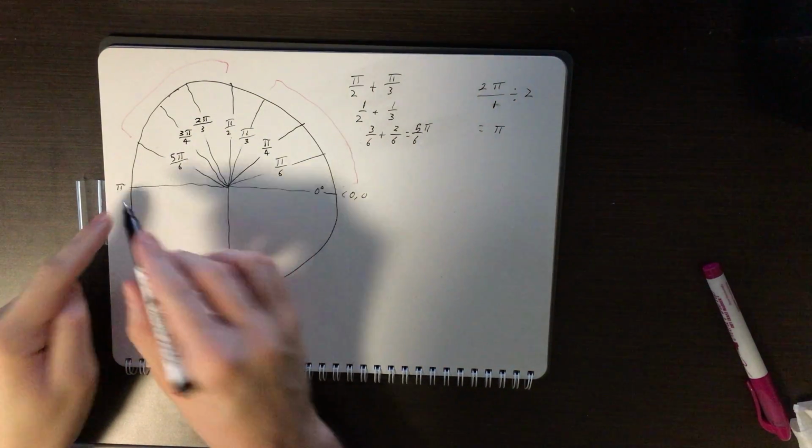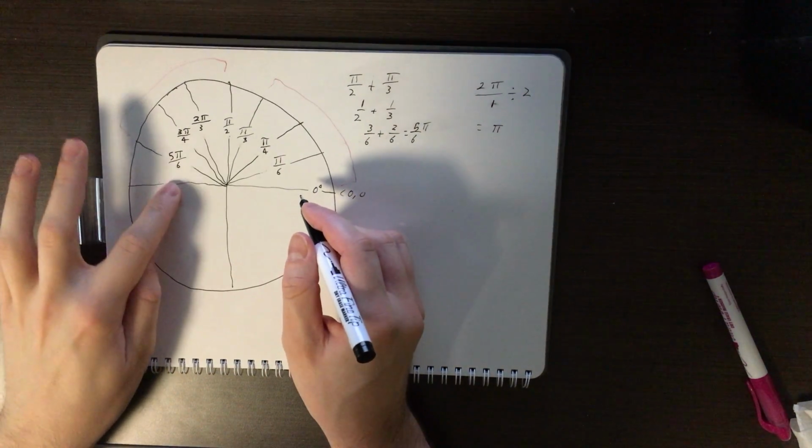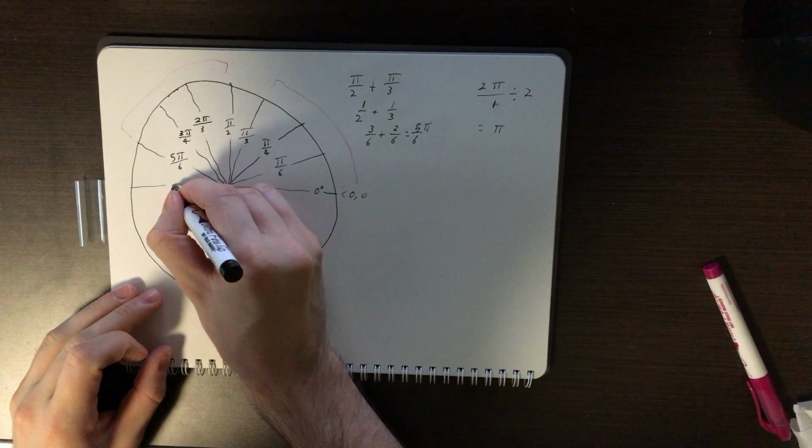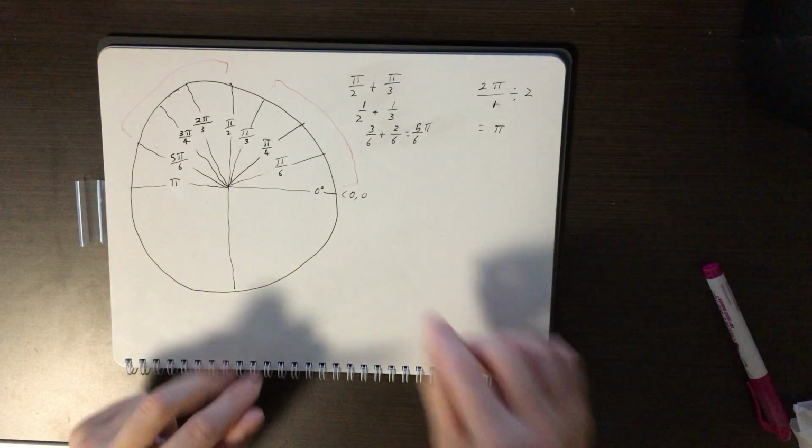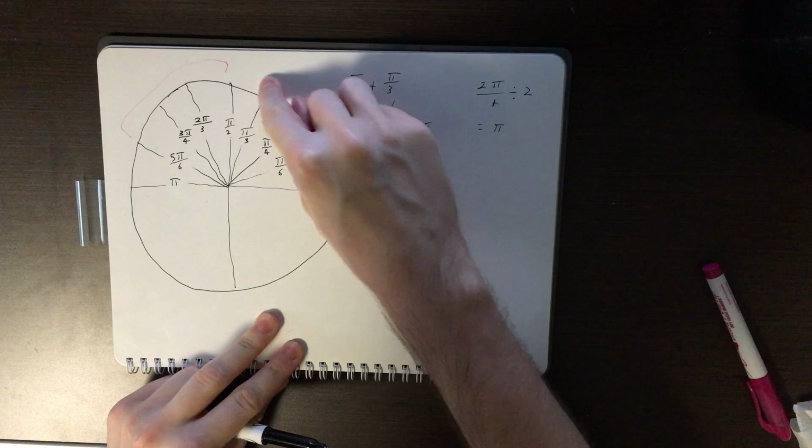And here we know is just pi. Let me draw that in here. Okay, so we've got that now. I'm going to erase this.